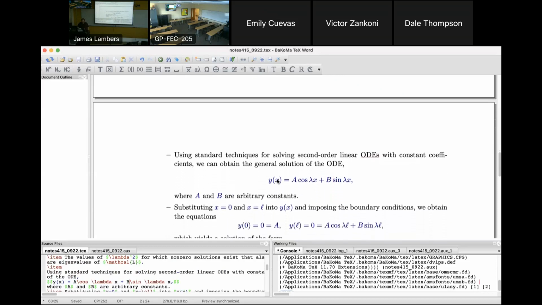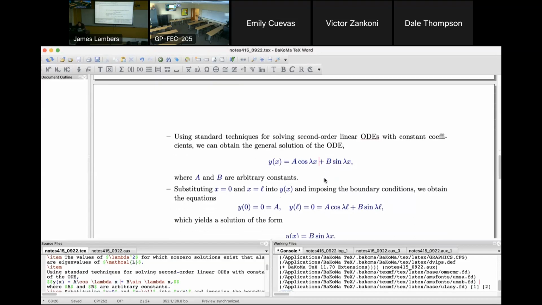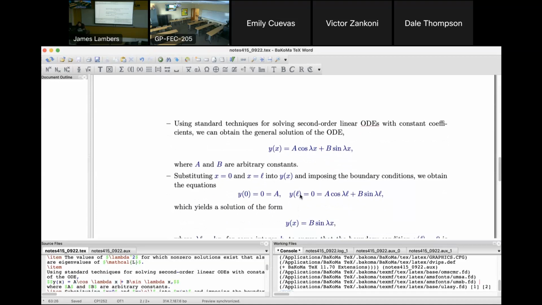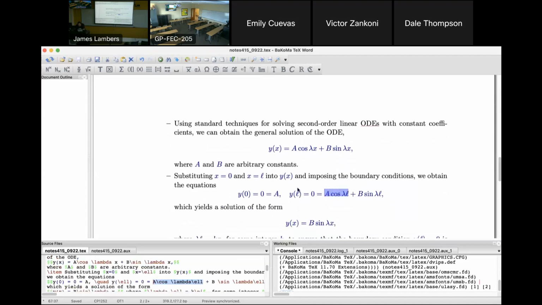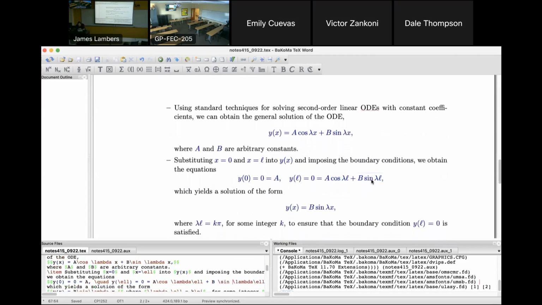So we go ahead and plug in x equals 0 and x equals L, and we require the result to be 0. So when we plug in x equals 0, cosine of 0 is 1, sine of 0 is 0, so you just get a, but the result has to be 0, so a is 0, there's no cosine term. When we plug in x equals L, we get this. Now we can ignore the cosine term because we already determined that it's gone. And then we have this. This has to be 0.